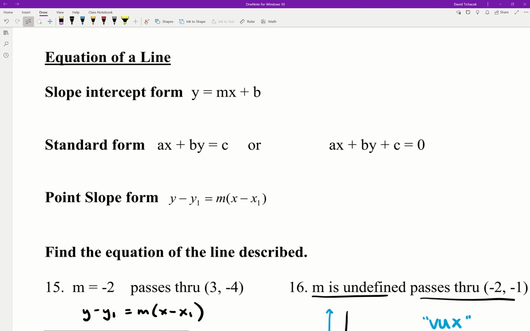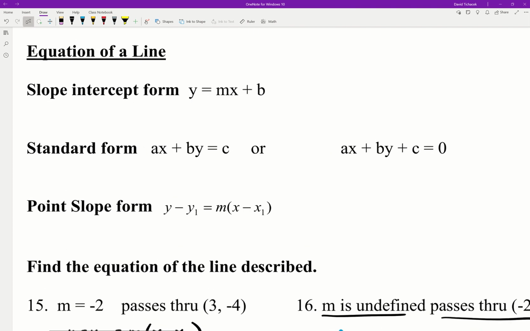So as far as equation of a line is concerned, there are a couple of different forms that you would see an equation of a line written. Of course, there's y equals mx plus b. That's our slope-intercept form. Gives us everything we need to know about what the actual line looks like as far as its graph. But there's also some other forms here.